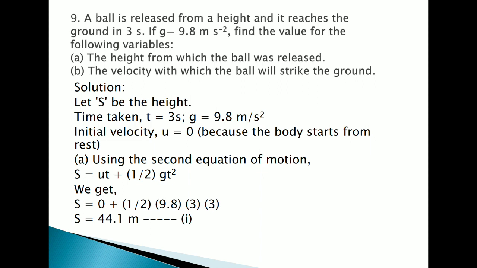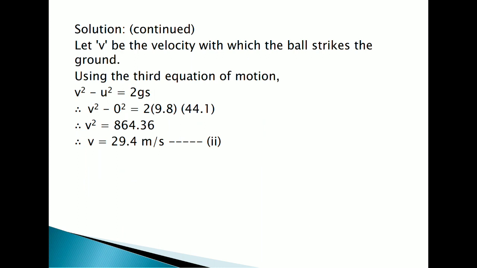Now we have to calculate velocity. For finding velocity, we'll be using the third equation of motion, that is v square minus u square is equal to 2gs. We take g because the object is moving towards the ground. v square minus u square, u will get cancelled because u is equal to 0. So ultimately the formula will be v square is equal to 2gs.